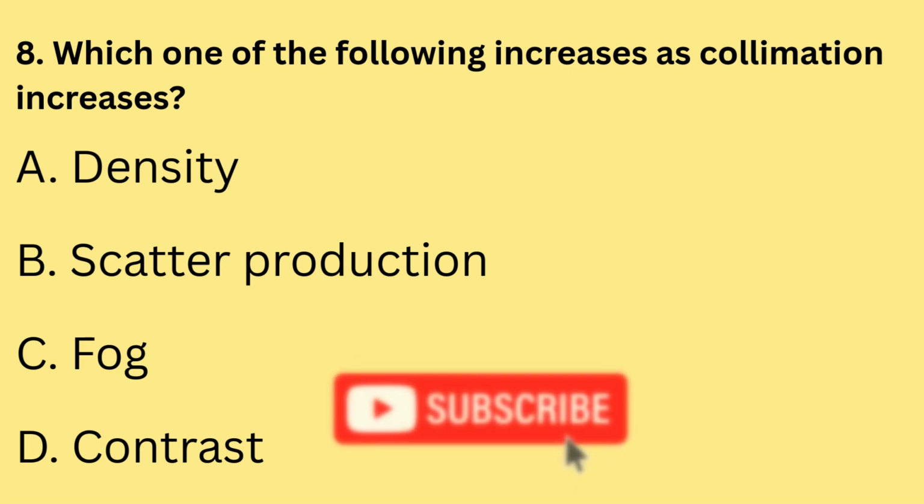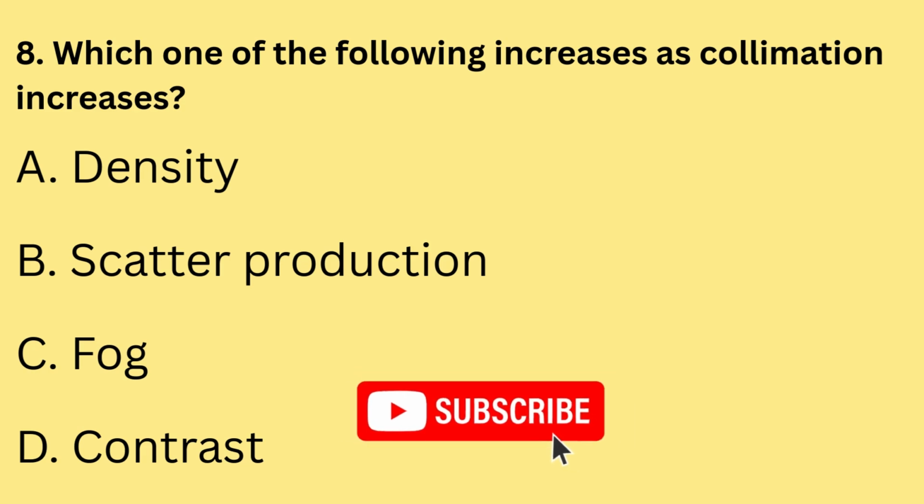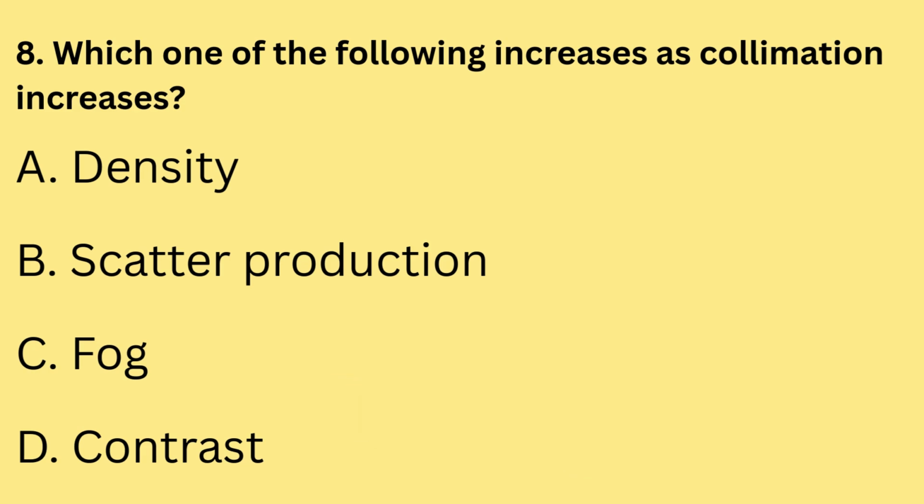Number 8. Which of the following increases as collimation increases? A. Density, B. Scatter production, C. Fog, D. Contrast. The answer is D, contrast.